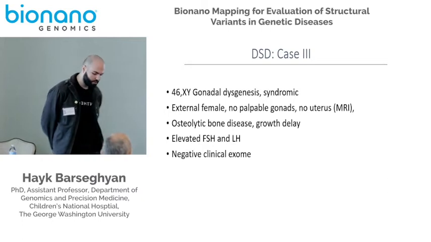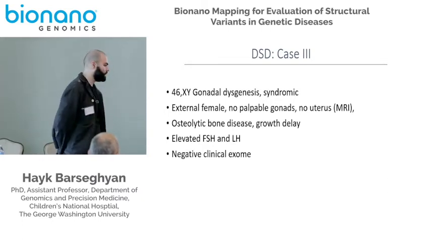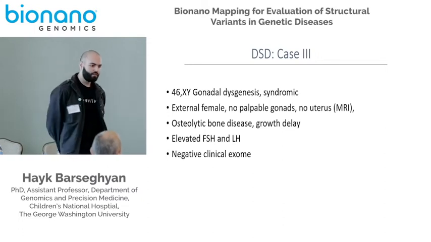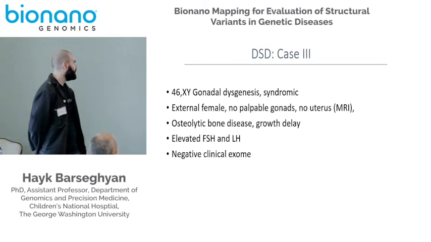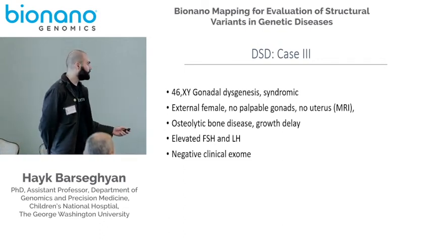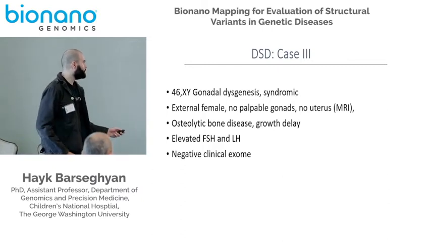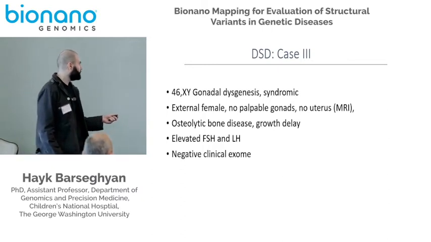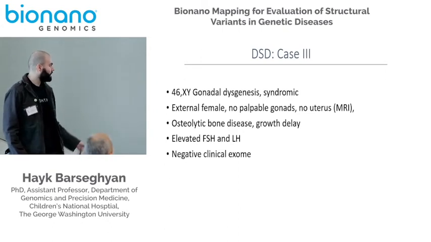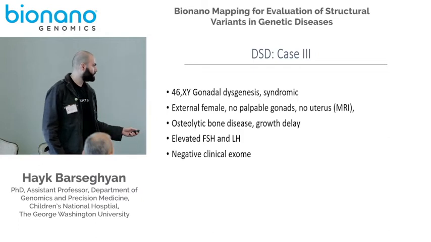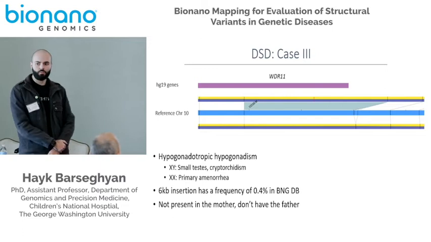And then the third and fourth case are actually kind of investigation cases where we have not reached the diagnosis, but we have a gene that is kind of interesting, and it could be a new gene discovery. So this case is a syndromic form of 46XY gonadal dysgenesis. Externally looking like a female, no palpable testicles and no uterus, has some bone issues and growth delay, elevated gonadotrophins, and negative clinical exome analysis. So we've run it through the regular pipeline.